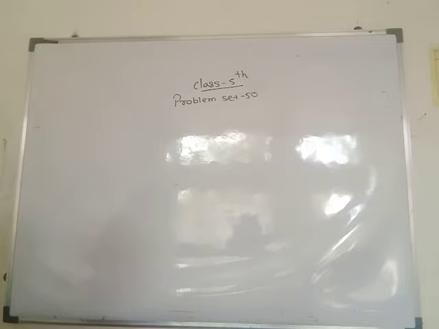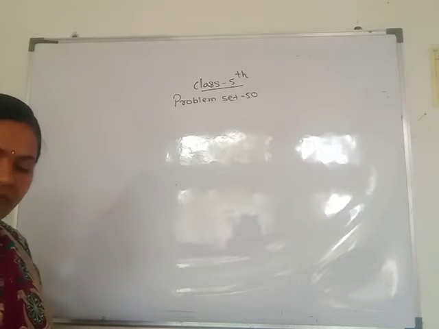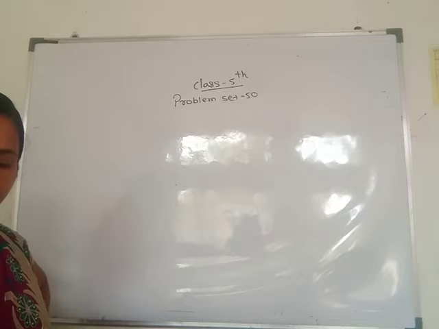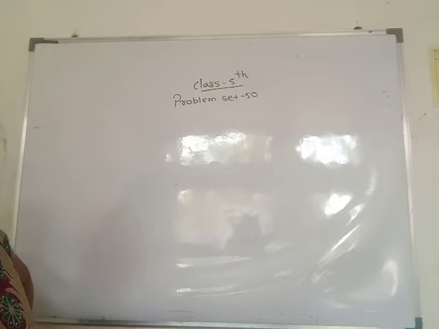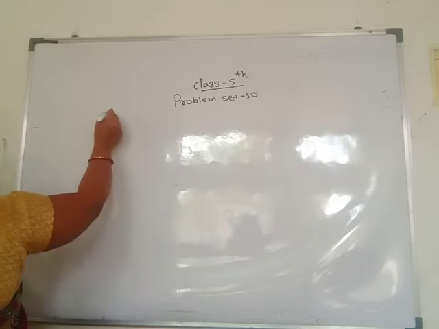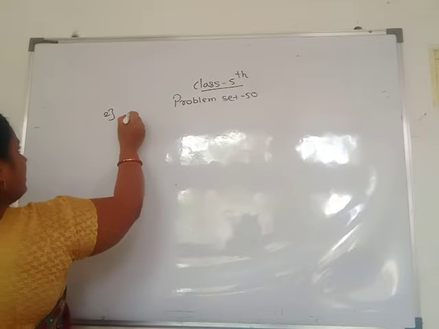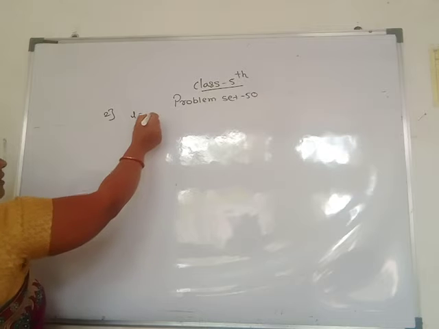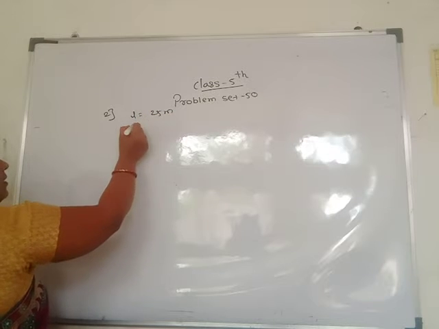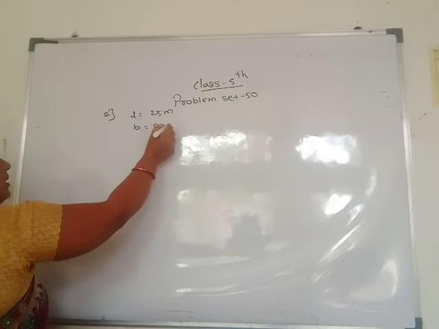If the cost of 1 square meter of a plot of land is rupees 900, find the cost of a plot of land that is 25 meter long and 20 meter broad. See, in this problem set 50, second one, L is given here, 25 meter, B is also given, 20 meter.